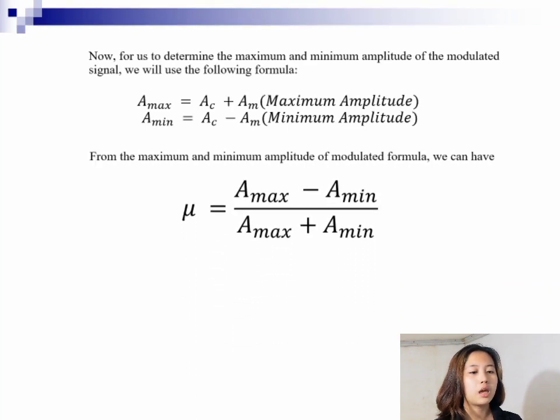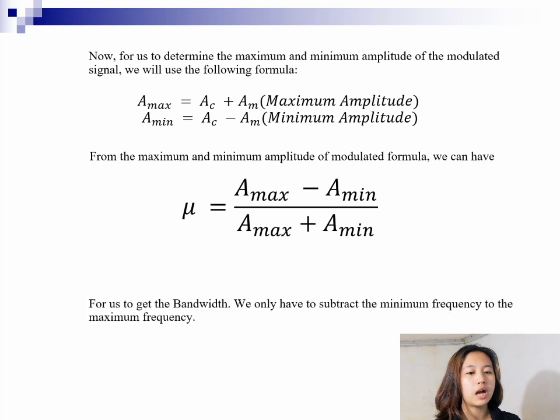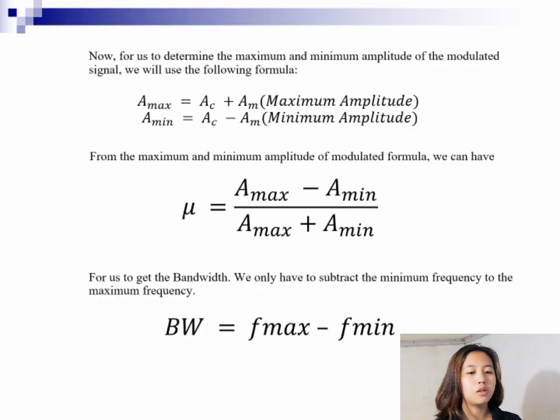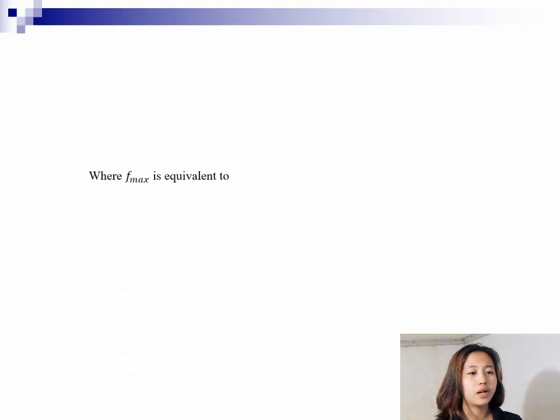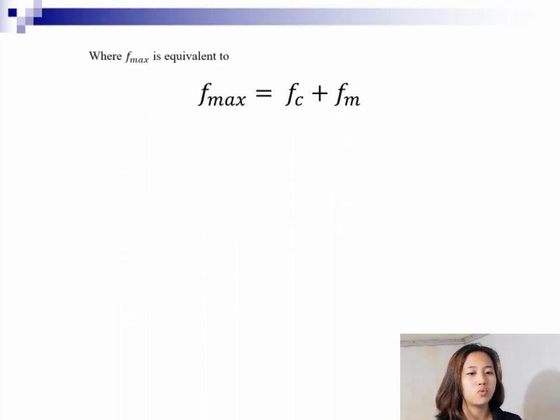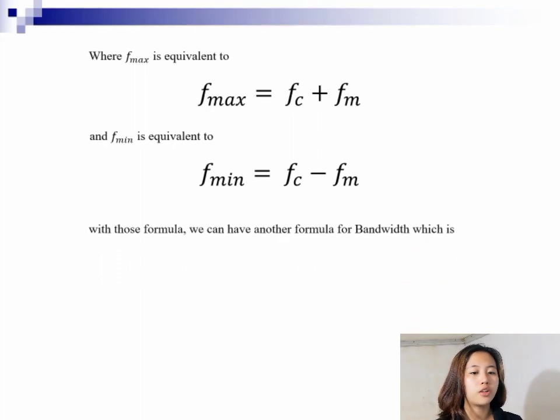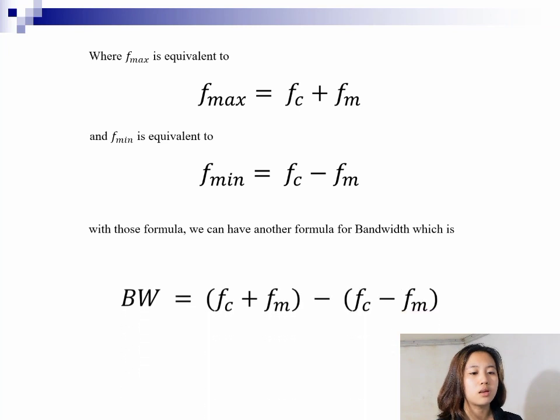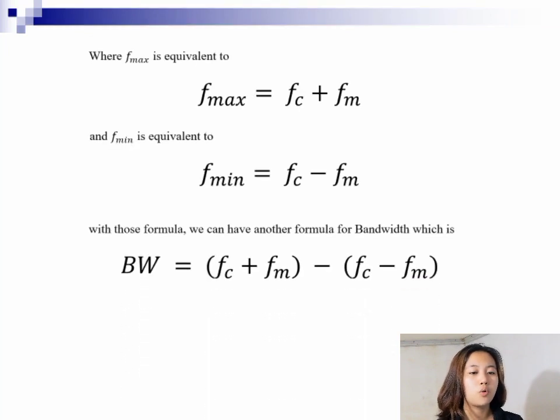(Amax + Amin). And to get the bandwidth, we only have to subtract the minimum frequency from the maximum frequency, where Fmax is equivalent to Fc + Fm and Fmin is equivalent to Fc - Fm. From those formulas, we can have another formula for bandwidth, which is bandwidth equals (Fc + Fm) - (Fc - Fm), so we get 2Fm.